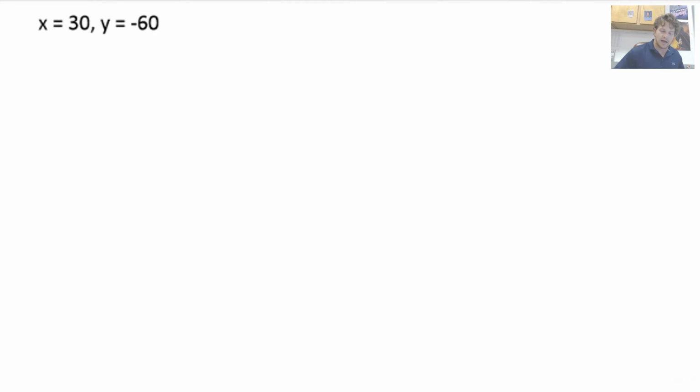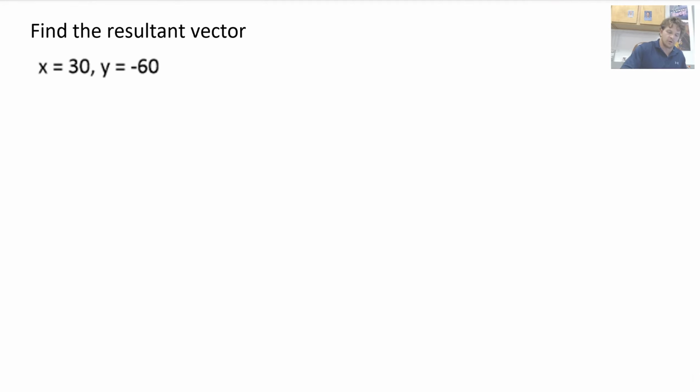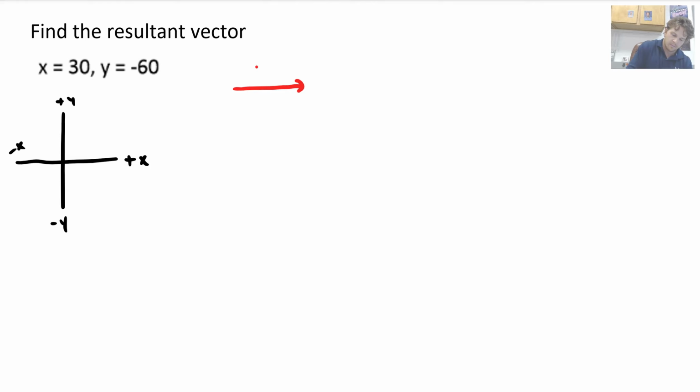Now, for the last example, we set this up. Remember, I've got positive x, positive y, negative x, negative y, right? Because that's going to play a more important role in this one. For the x direction, I have positive 30. Remember, we're doing tip to tail. So I go positive 30. And then minus 60, we're going in the minus y direction now. That means I'm going down 60. And again, relative lengths. The 60 arrow should be about double the length of the 30 arrow.